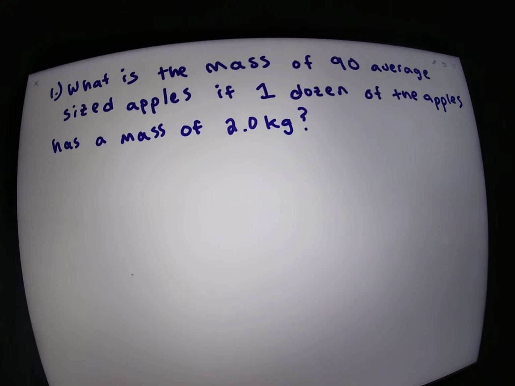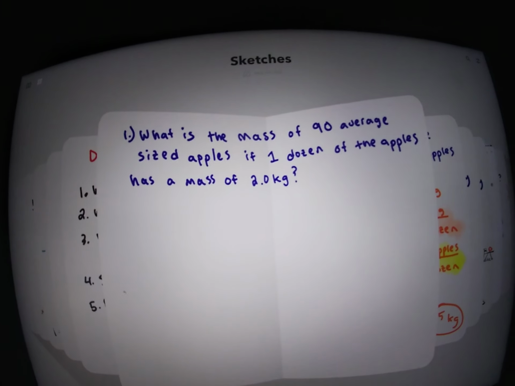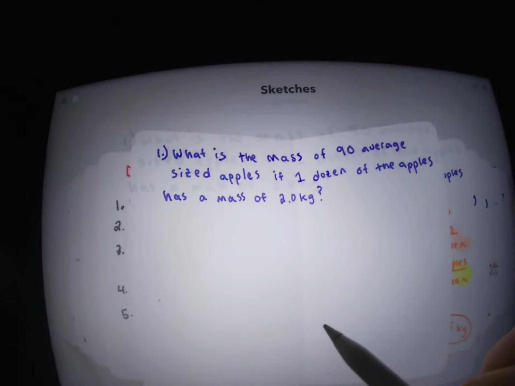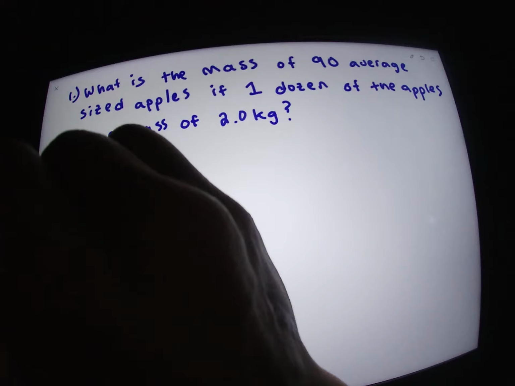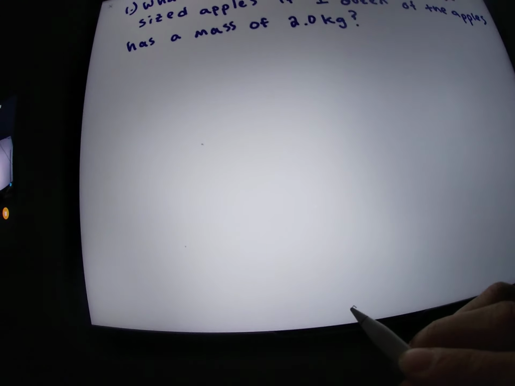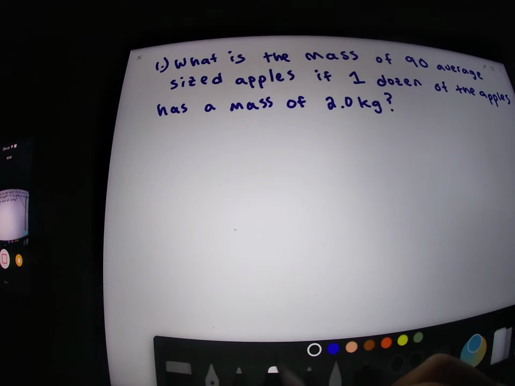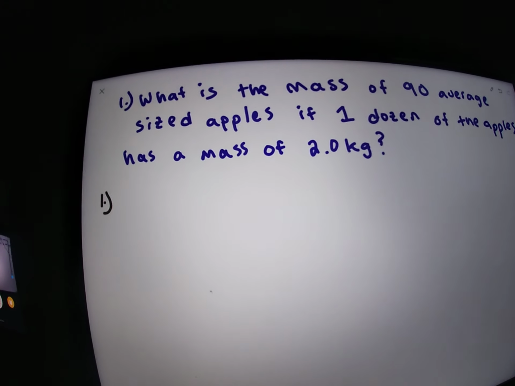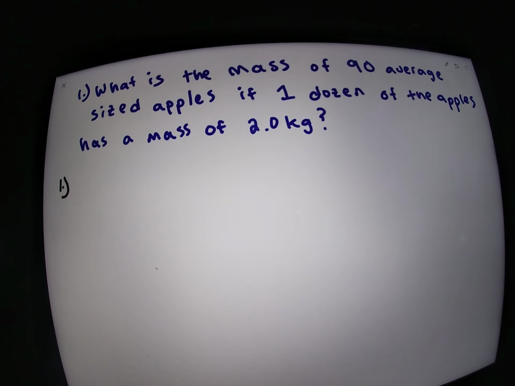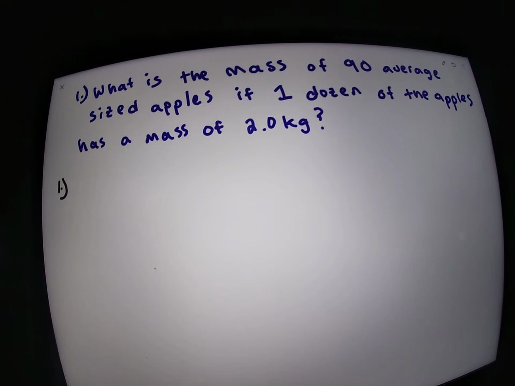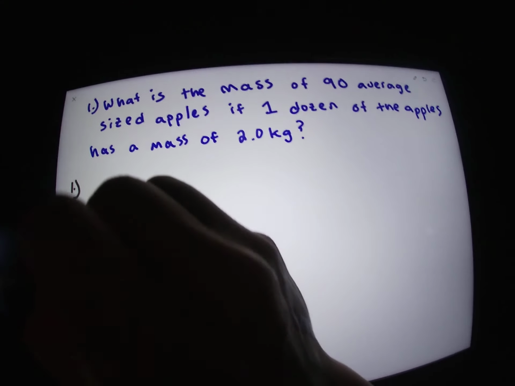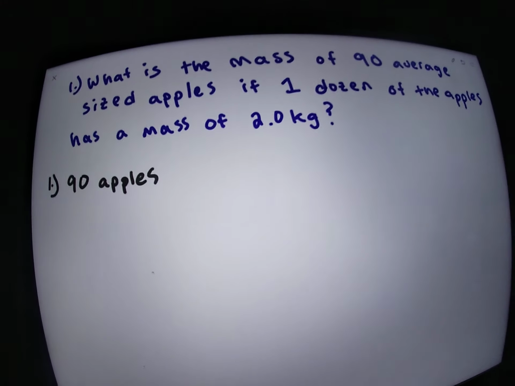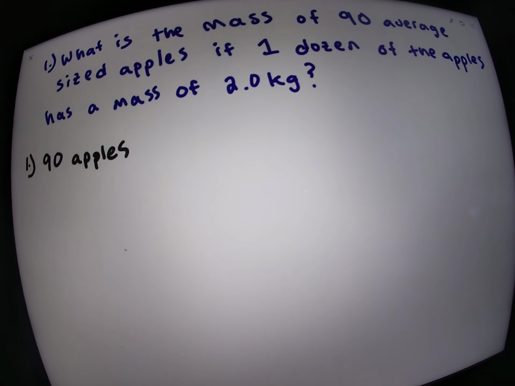Like we said in the previous slide, number one, what are we given? That's the first thing we want to write down. Step one, what's given? At the top of the problem, it says, what is the mass of 90 average size apples? That's the first thing given. We have 90 apples.